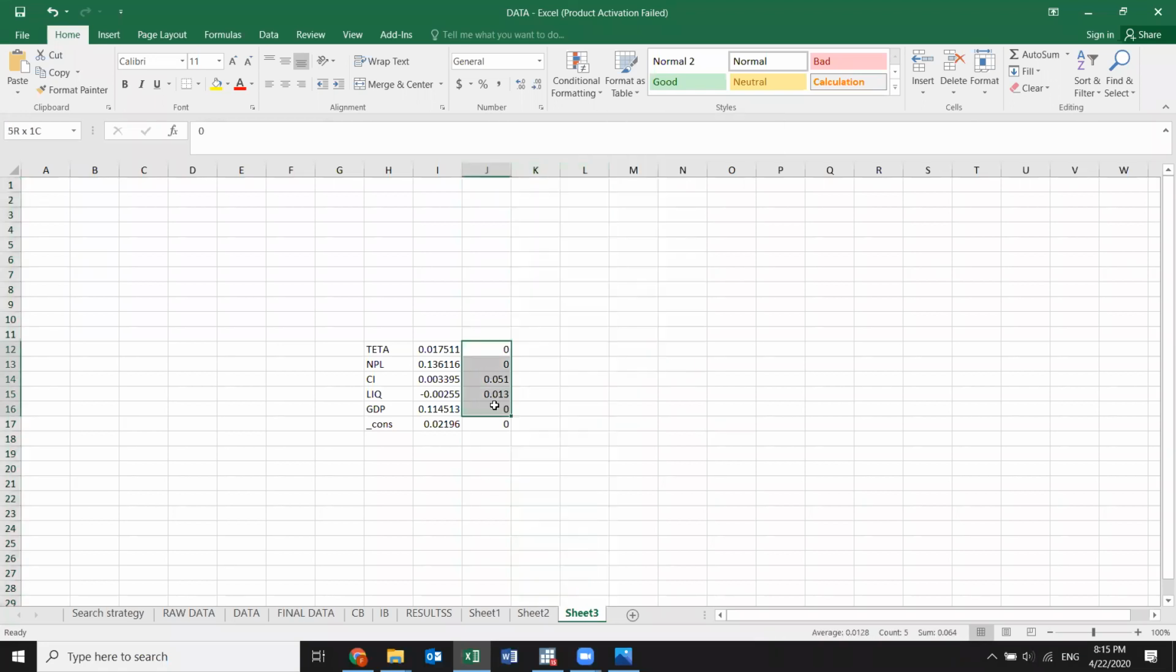I need the significance and this value. So for example, I start putting the stars here. 3 stars here. 3 stars here. 2 stars here. 2 stars here. And so on. Then I just copy this variable.